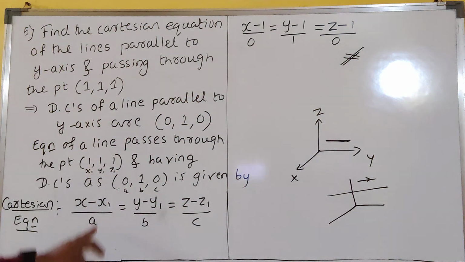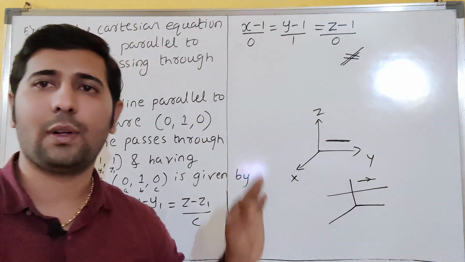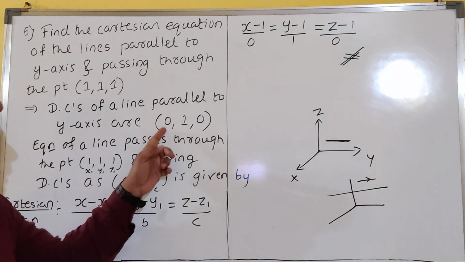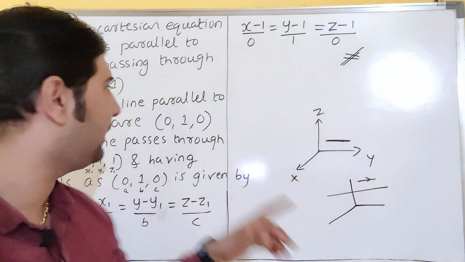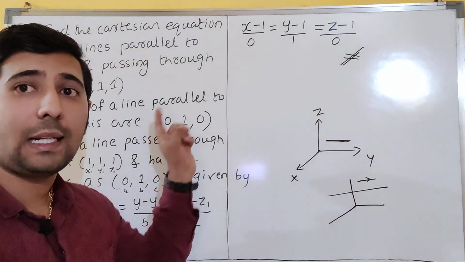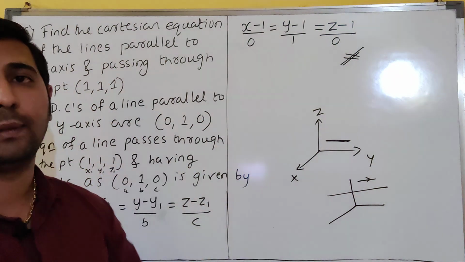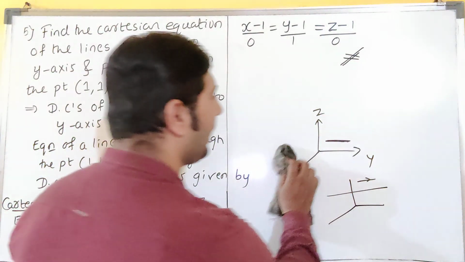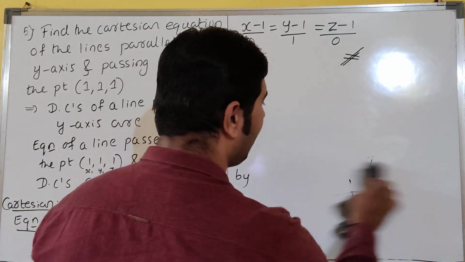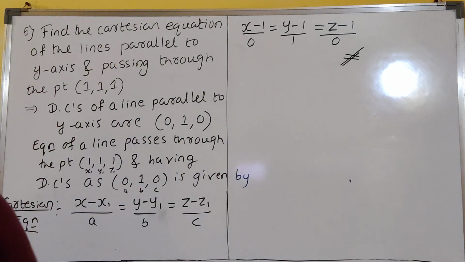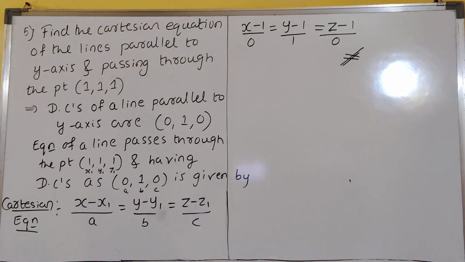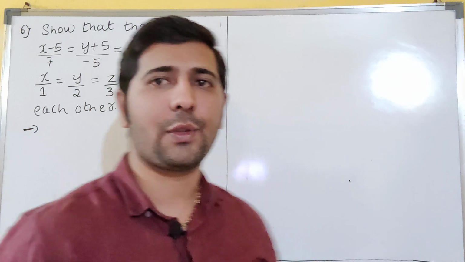He has asked for our Cartesian equation. Find the Cartesian equation of the line which is parallel to y-axis: so 0, 1, 0. If it is parallel to x-axis, 1, 0, 0. If it is parallel to z-axis, 0, 0, 1. Clear? So please copy this one. This diagram is not required, I have drawn it for your understanding. So copy the answer. We'll continue with the next question now. I hope you are understanding.